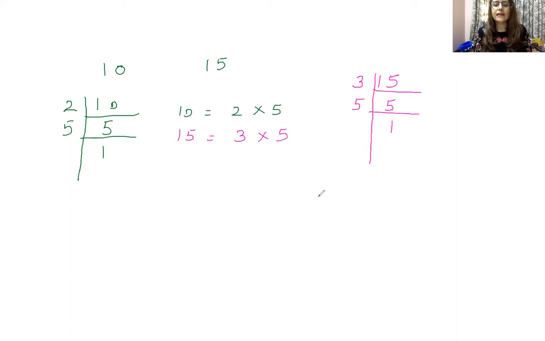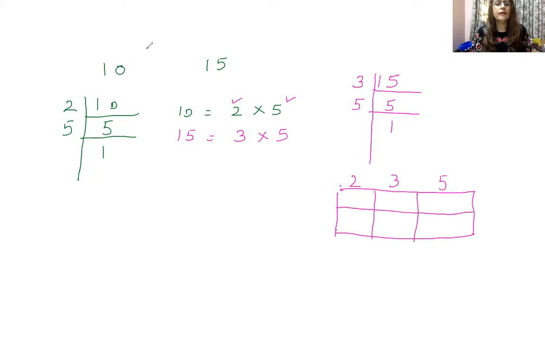Now the next step is we need to make the table like this. What are the factors present here? 2 is here, so we will write 2. 3 is here, so we will write 3. And another factor is 5. All these 3 numbers are here. Now we have found the prime factors of 10 and 15, so we will write 10 here and 15 here.